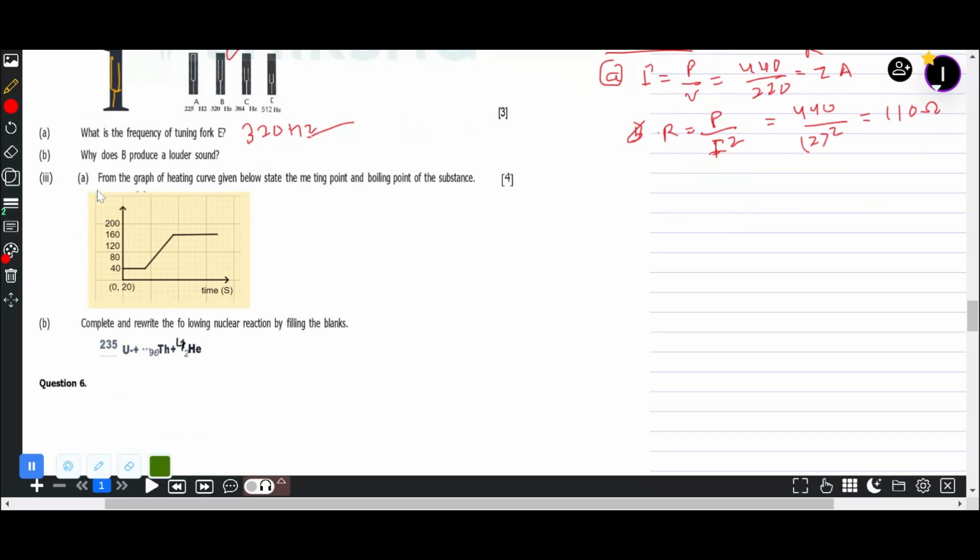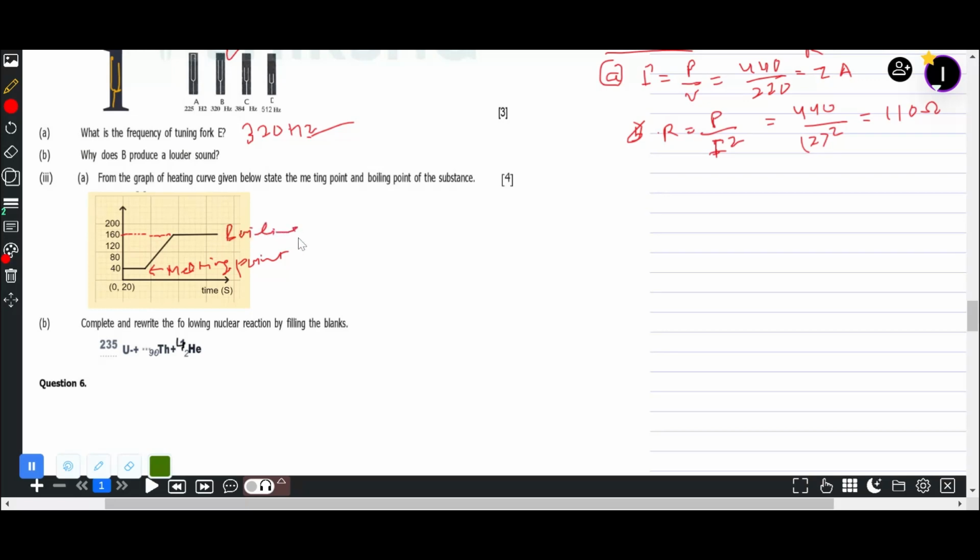Now next one, third A. From the graph of heating curve given below, state the melting point and the boiling point. Now if you see in this graph, what is happening is with time at 40 degrees centigrade, we are supplying the heat, but the temperature is not growing. That means this seems to be the melting point. And at 160 degrees, with time the temperature is not growing. So this is the boiling point.